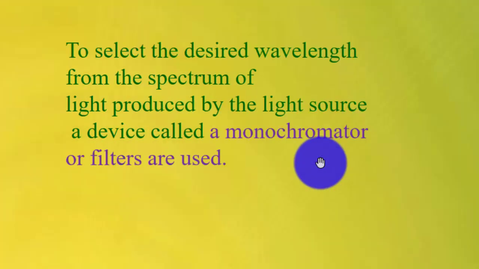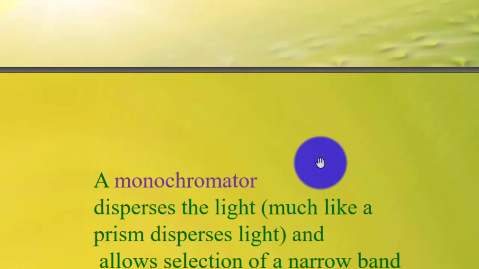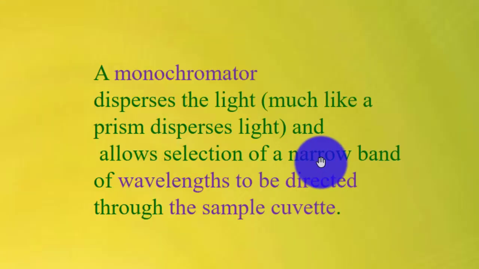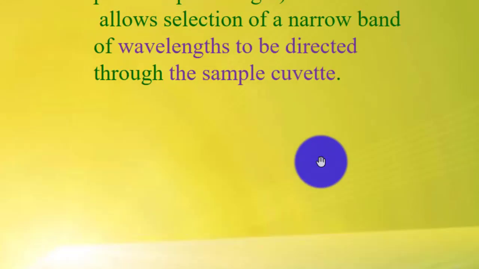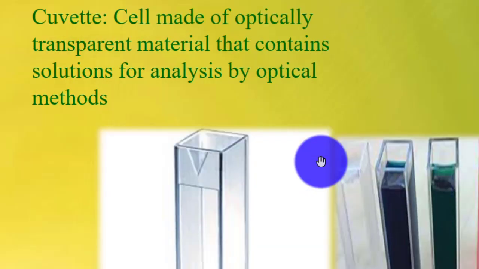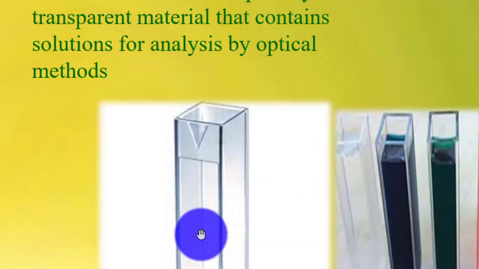To select the desired wavelength from the spectrum of light produced by the light source, a device called a monochromator or a filter is used. A monochromator disperses the light much like a prism disperses light and allows selection of a narrow band of wavelengths to be directed through the sample cuvette. A cuvette is a cell made of optically transparent material that contains the solution for analysis by optical methods.